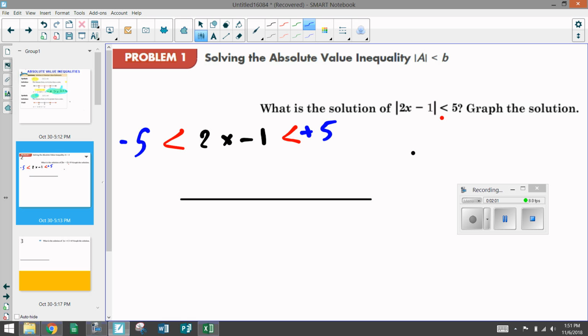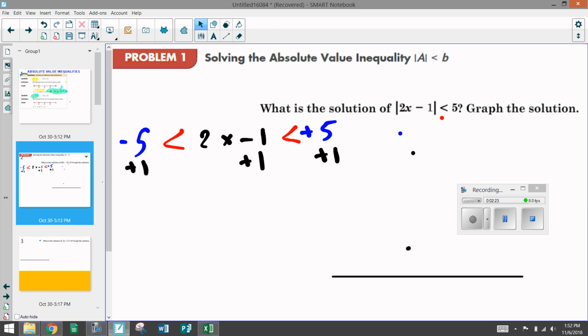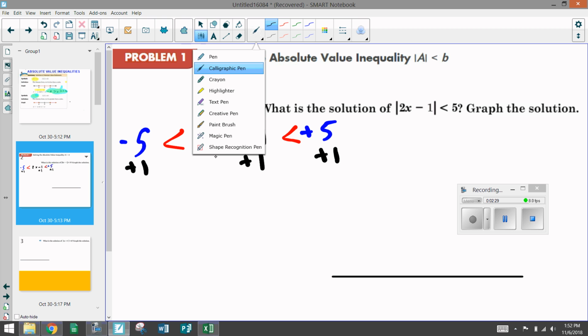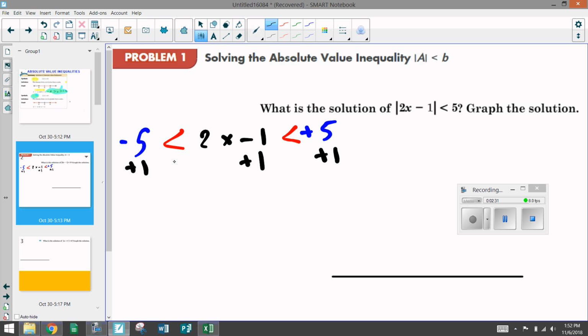So after this, we're going to solve it. How? We're going to add to both sides. Actually, I made a mistake. There are how many portions? There are 3 portions, right? So I'm going to add 1 to all of them. Then I divide this by 2.